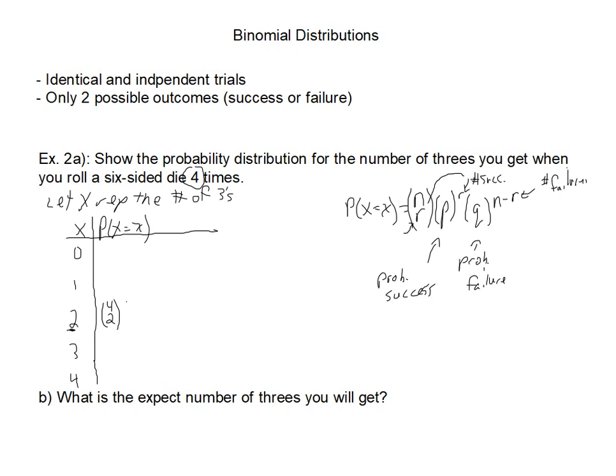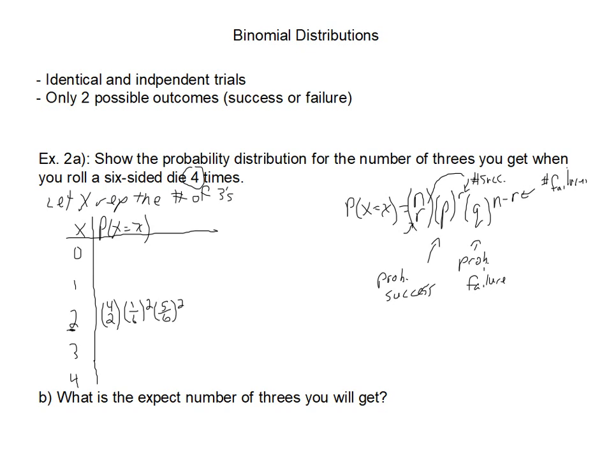Our probability of success, now, if we're going to roll a 3, our probability of success is 1/6. Oh, let's try that again. There we go. To the number of successes. Well, we're going to have 2 successes. And our probability of failure is just 1 minus 1/6, which is 5 out of 6. And we're going to have 2 of those.